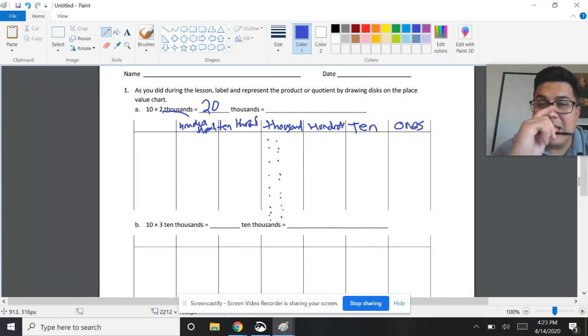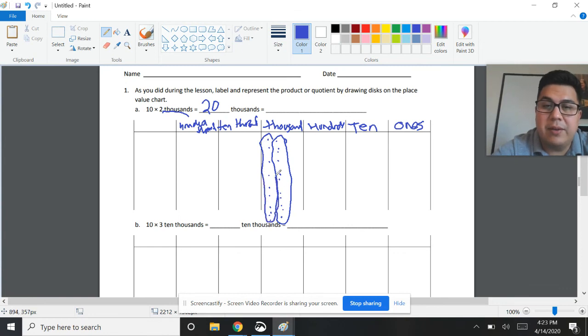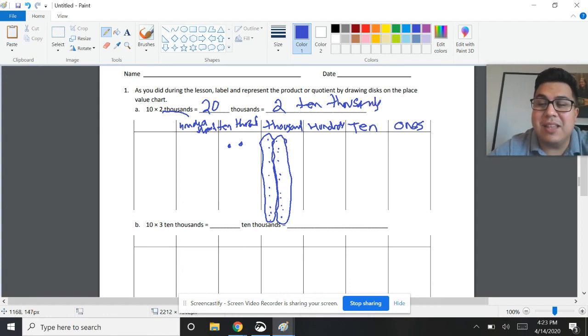Now we know that we can't put 20 thousands in the thousands spot. That's just too big of a number. So we have to regroup these into groups of 10. How many groups of ten do we have now? Yeah, that's right. We have 2 groups of 10. So we're going to move it over here. Now we have 2 10,000s. And we are done with that problem.